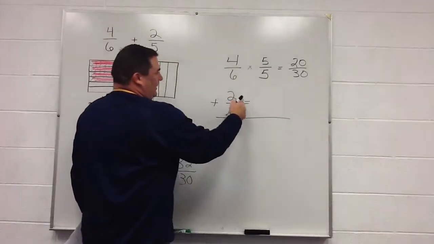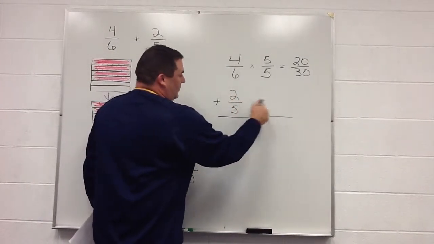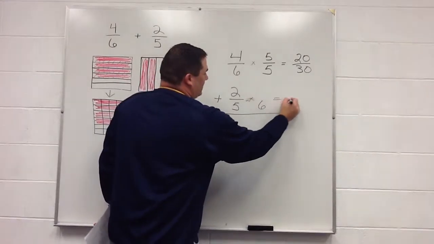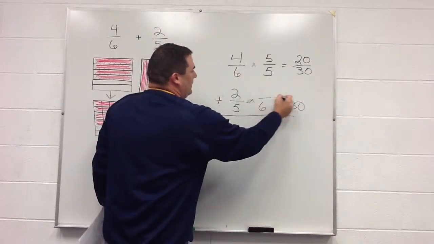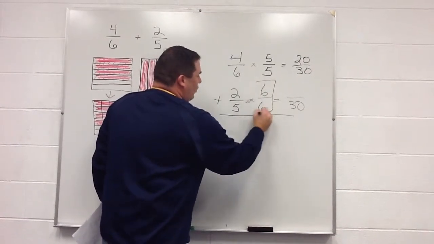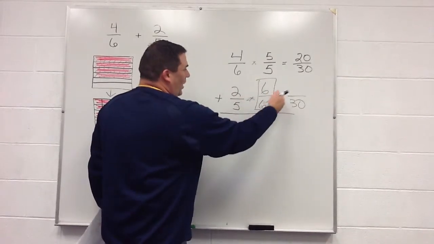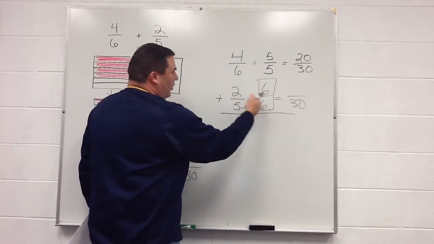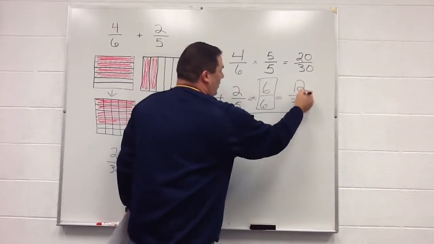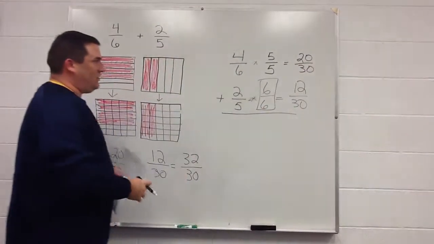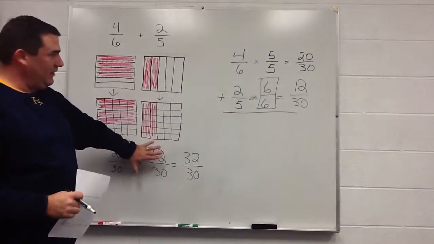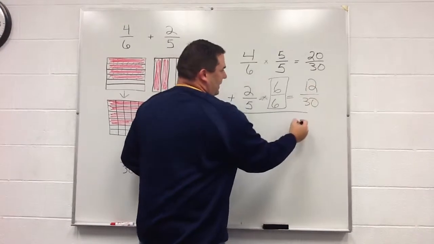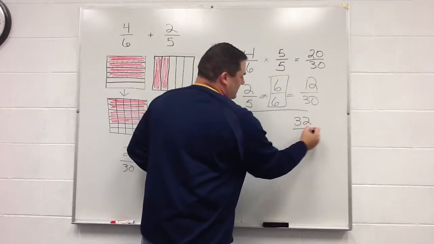Now I'm going to do the same thing here, but I'm going to have to multiply this by 6 to get that 30ths. Okay? 6/6 is my 1, so 2/5 times 1 would give me 2/5, but I'm going to multiply it by a fractional unit of 1. So 2 times 6 is 12, so I get the same exact answer, 12 30ths, like I got here. All right? Now I can add my numerators because my denominators are the same. I'm going to get 32 30ths.